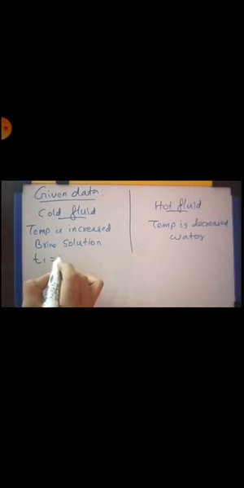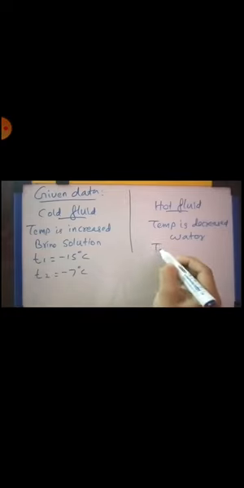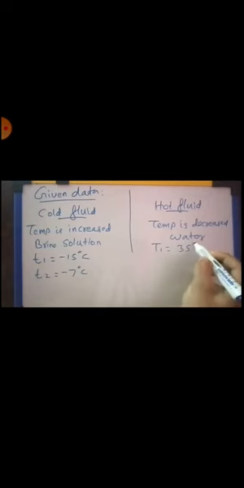Now we can write the temperatures. The inlet temperature of the brine solution, small t1, is minus 15 degrees centigrade, and the outlet temperature of the brine solution, small t2, is minus 7 degrees centigrade. Considering the hot fluid, the inlet temperature, capital T1, is 35 degrees centigrade, and the outlet temperature of the hot fluid, capital T2, is 20 degrees centigrade.